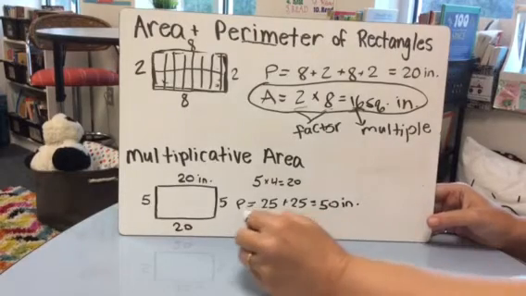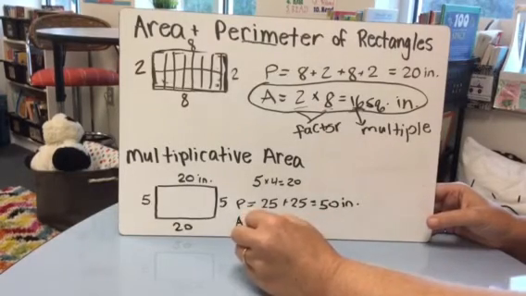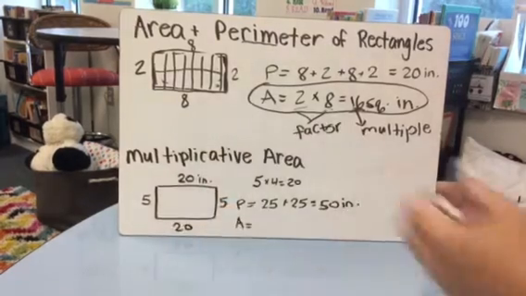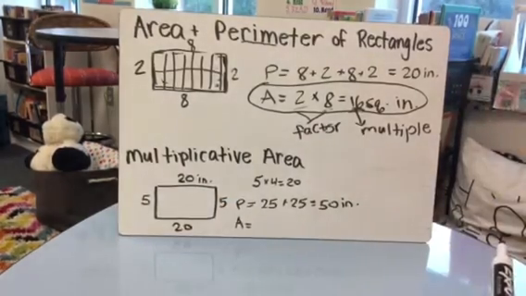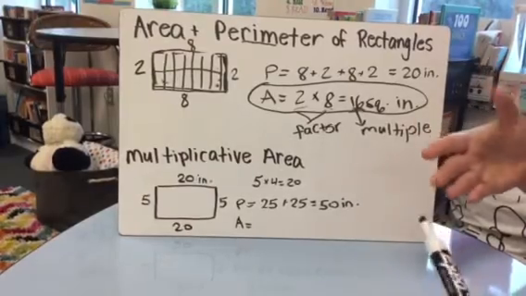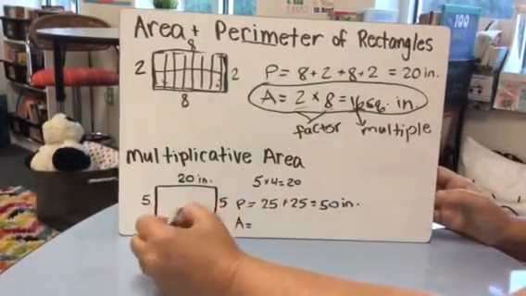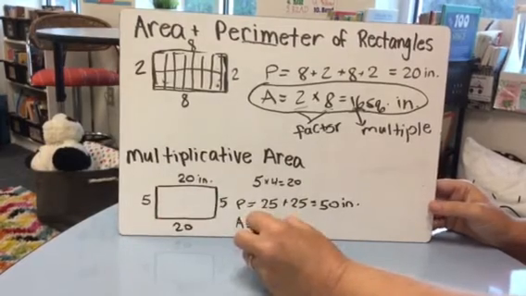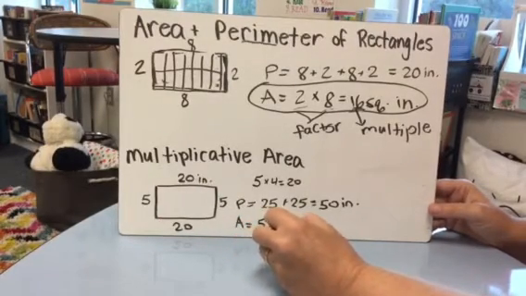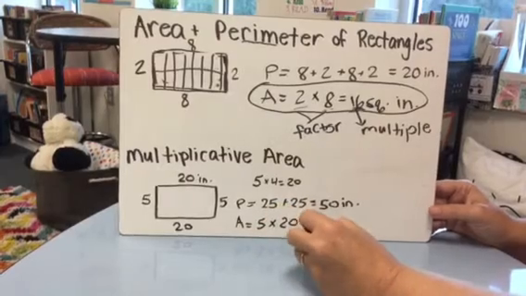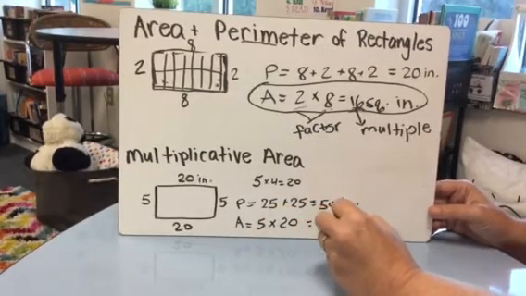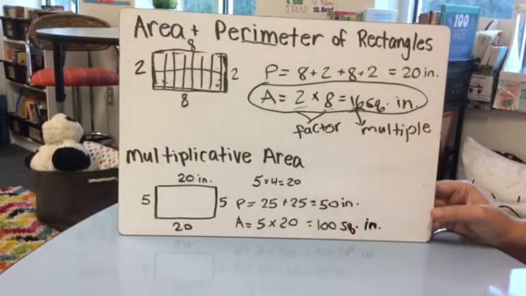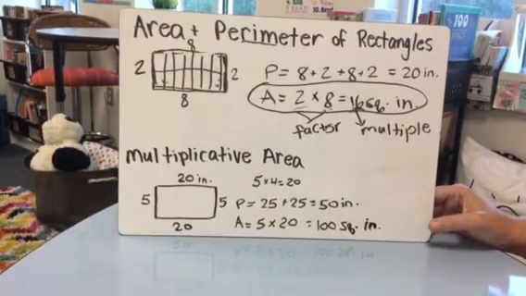Now if I wanted to find the area, I don't really want to draw 5 rows with 20. That is a little bit time consuming and tedious. So a shortcut would be to think about, if I were to make 5 rows of 20, a way to solve that is with multiplication. 5 groups of 20 is 100 square inches. So my poster covers an area of 100 square inches.